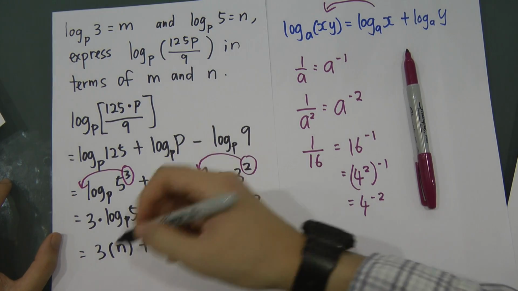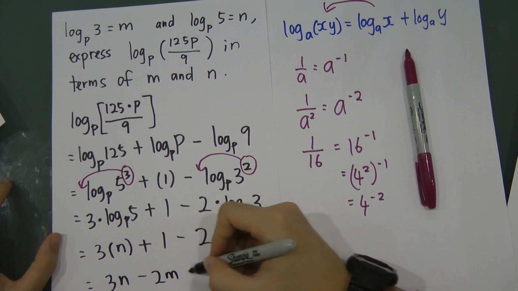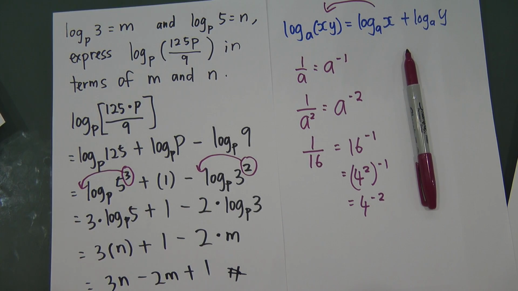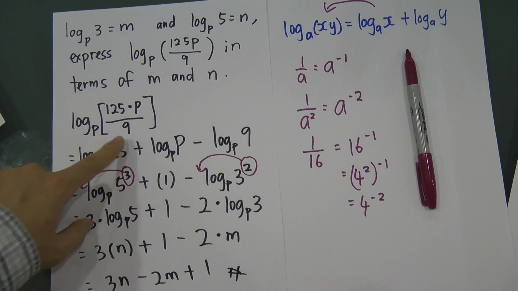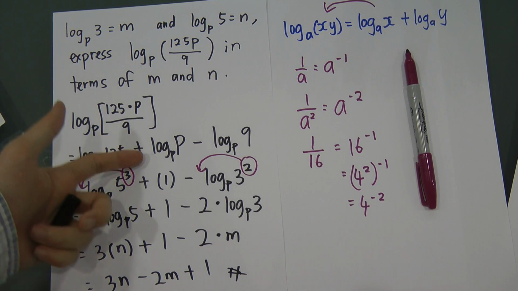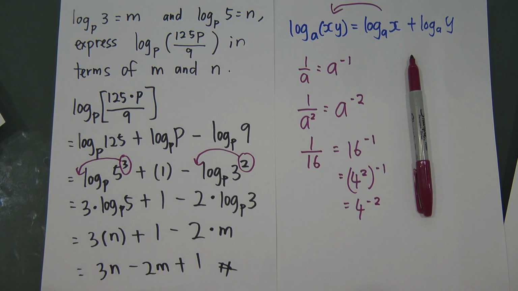If you want to rewrite it and make it nicer, you can also do so: 3n minus 2m plus 1. I'm done. Alright. So of course when you see something like this, please remember how to expand it. It's not really hard, but you need to understand that multiply becomes plus, divide becomes minus. Alright, last one. Okay, then I end this video.